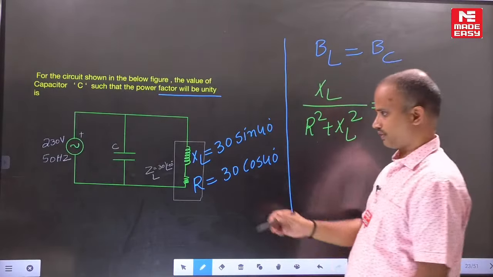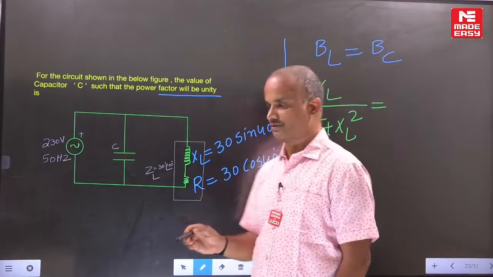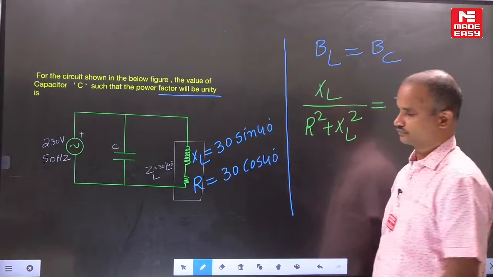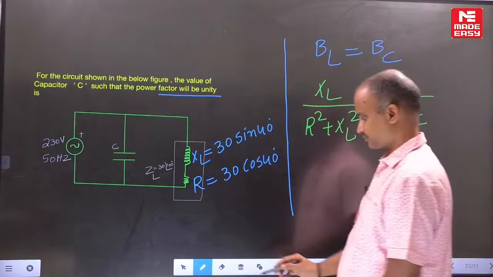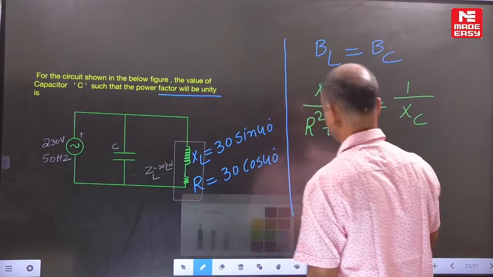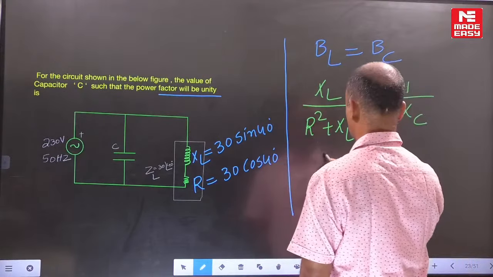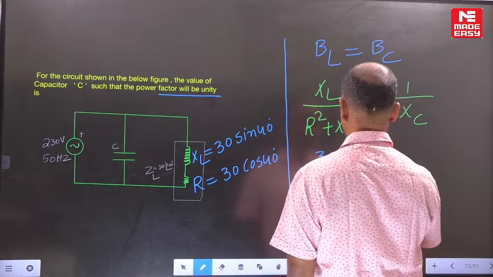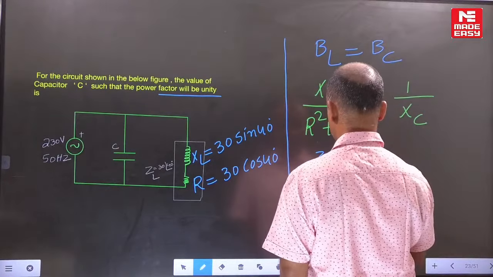Now what about branch 2? In branch 2 only a capacitor is present. If only a capacitor is present, what is the expression? 1 by XC. Can you substitute the respective values? I give all the hints. In place of XL, you can write 30 sin 40. In place of R, we can write 30 cos 40.